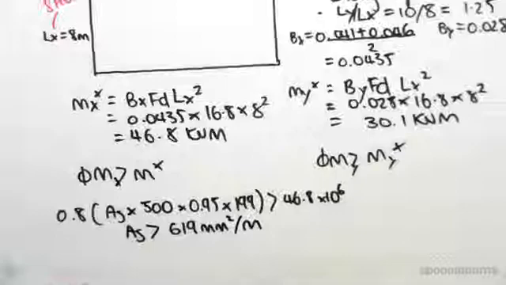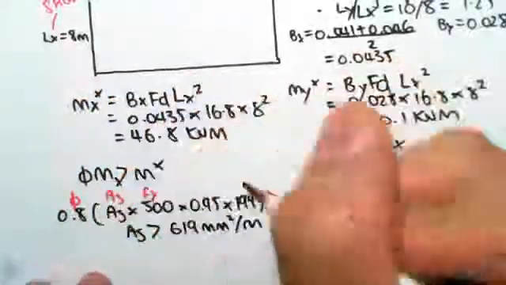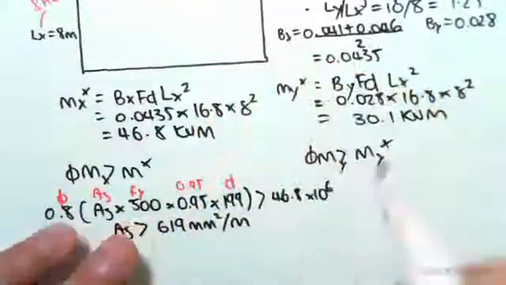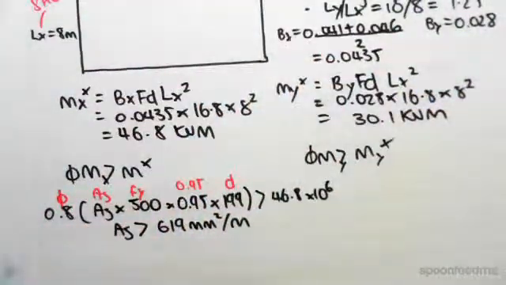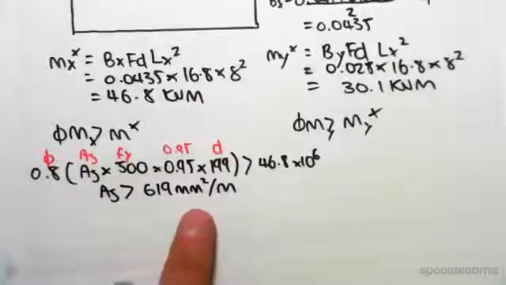Just to show you what all these components were, this was phi, this is obviously the area, this is the yield stress of steel, this is 0.95, and this is little d. Which we just rearranged to get the area of steel has to be greater than 619 millimeters squared.